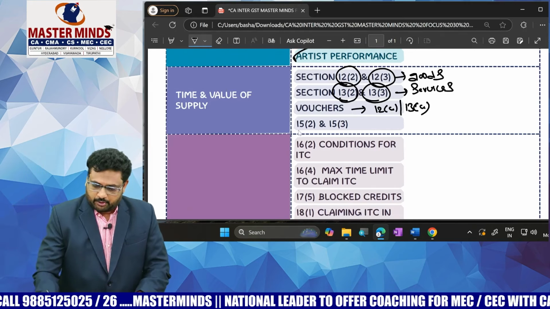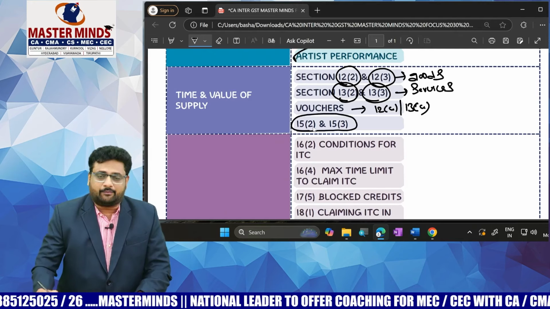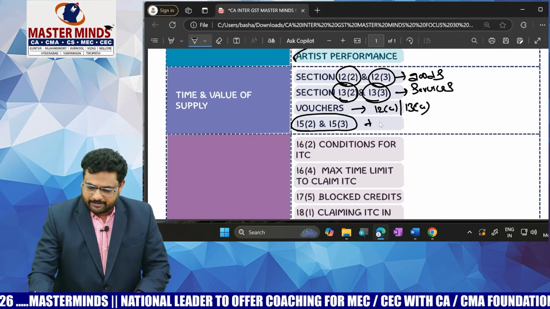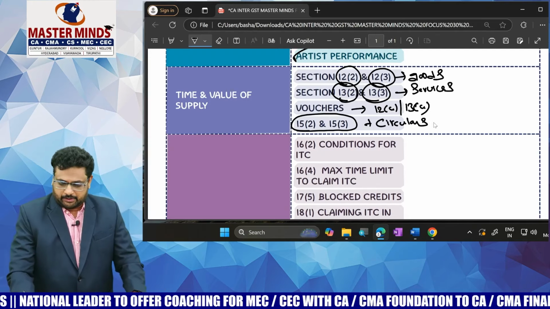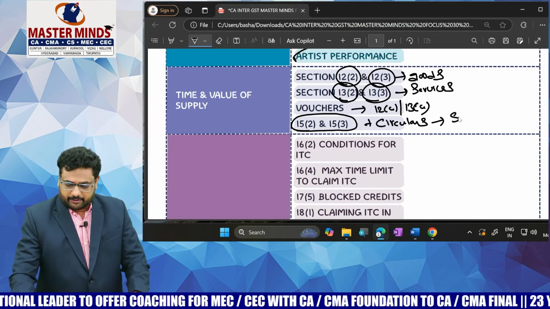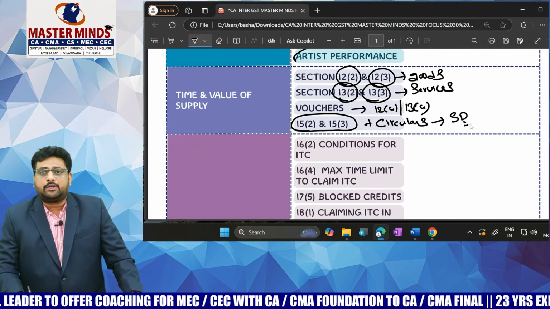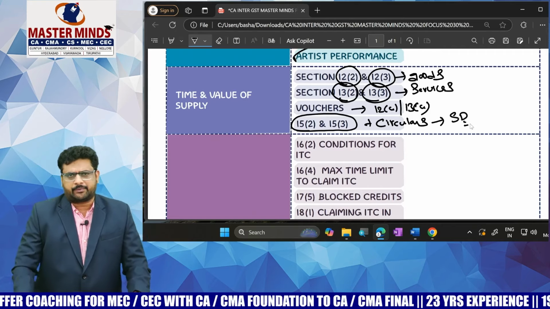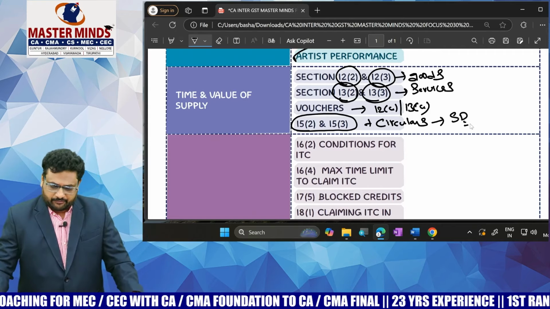And with respect to value of supply, inclusions in value of supply and exclusions from value of supply and their circulars. Circulars which deals with secondary discount, like that will be there now. Those are the important areas you need to keep focus with respect to time and value of supply.